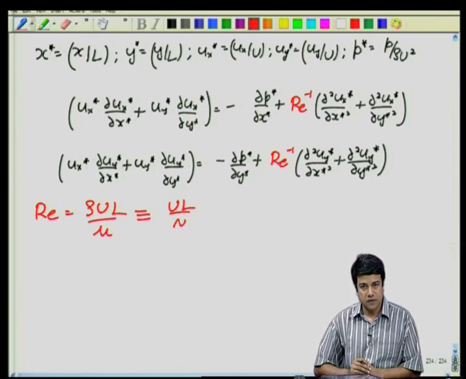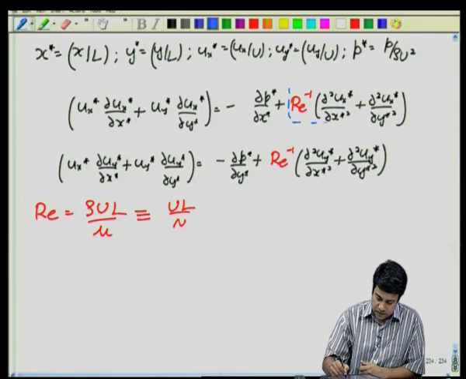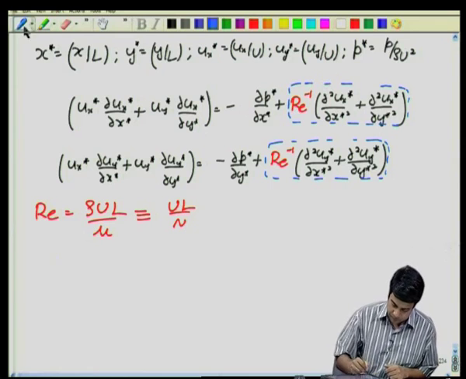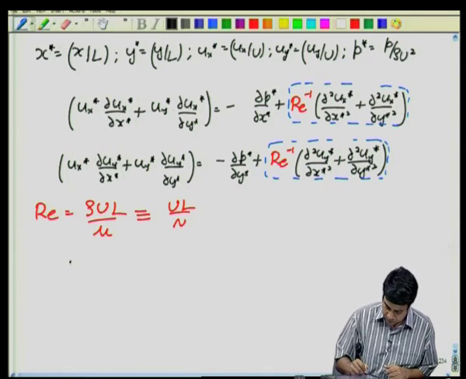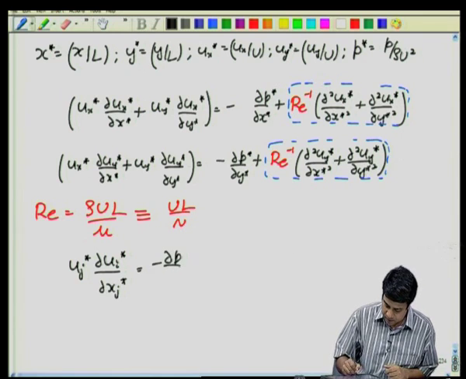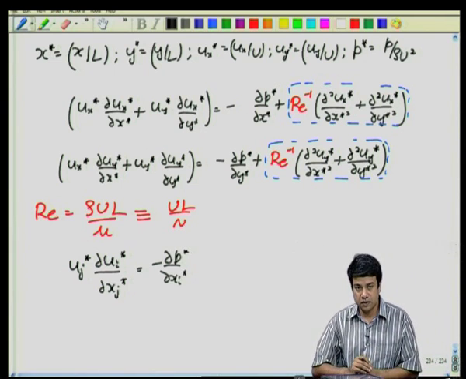And if we consider the limit of high Reynolds number, then of course these two terms go away. We no longer have the diffusion terms, the viscous terms. And therefore, my equation just reduces to a first order equation of the form u dot grad u is equal to minus partial P by partial x i star. This reduces to a first order differential equation.